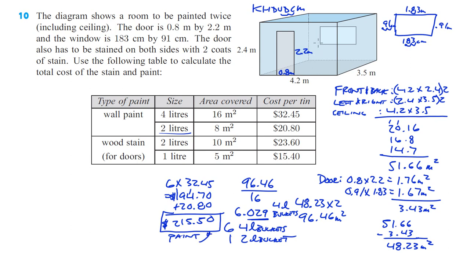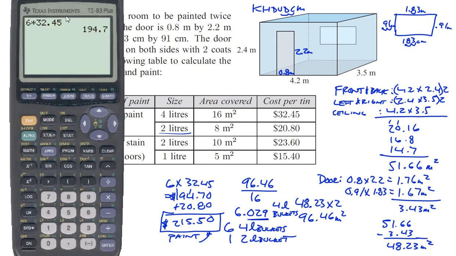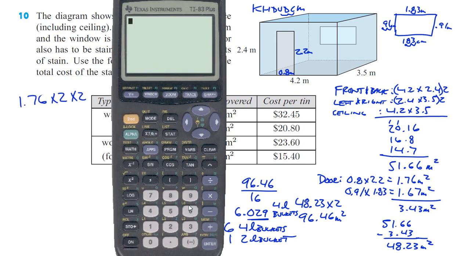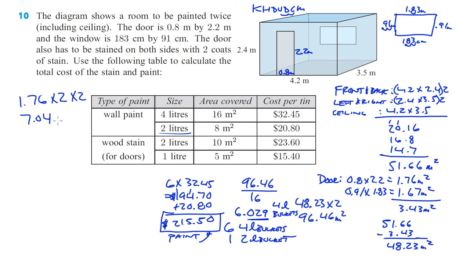Okay, so that covers all of that. And then the only other thing we have to do is figure out the door, right? So we figured out already that the door is 1.76 meters squared. You got to stain it on both sides with 2 coats. So we have 1.76, and we have 2 sides of that door, and we got to cover it with 2 coats. So that's going to be 1.76 times 4, which gives us a total of 7.04 square meters that we got to cover, right?